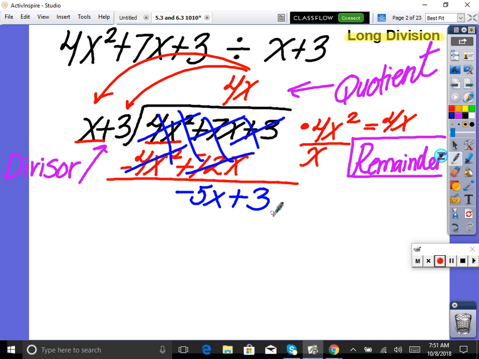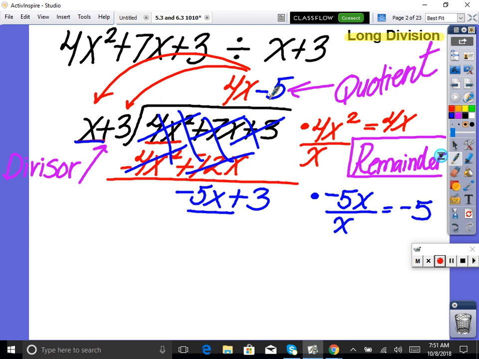So you just start the process over again. We only divide leading terms. This is my leading term. This is my leading term. So go off to the side, make a bulletin point. You'd say negative 5x, that leading term, divided by that leading term, which would be negative 5, right? So that's part of our answer. We're just going about in a roundabout process. So I put negative 5 on top. So right now we have 4x minus 5.